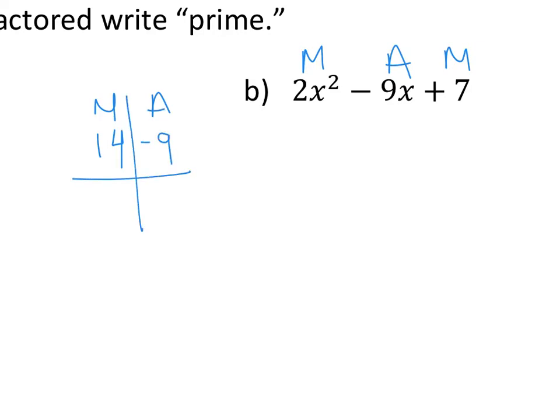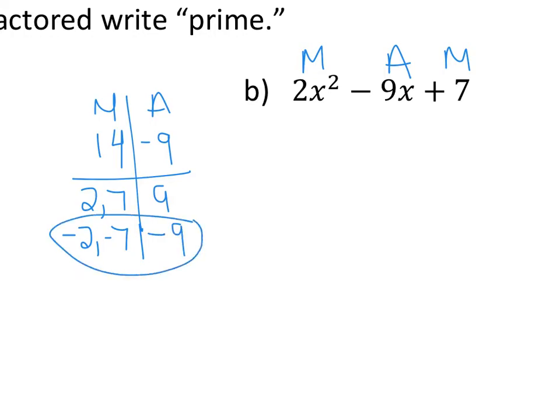Well, I have positive 14 and negative 9. So positive 14 would be 2 and 7, but when I add them together, it's positive 9. To get that negative 9, I need both of these to be negative, because remember, a negative times a negative equals a positive. And then when I add them, it gets me the negative 9 that I need. Remember, your leading coefficient isn't 1. So when we have that, we have to split the middle term.